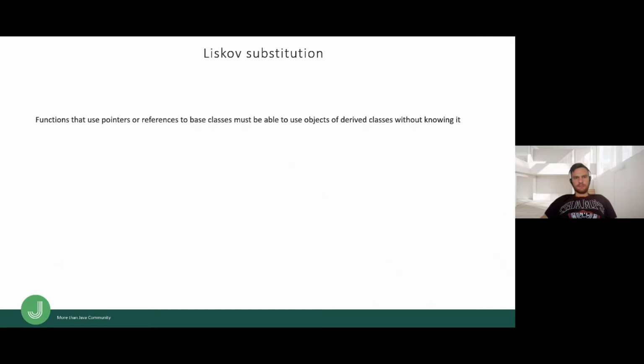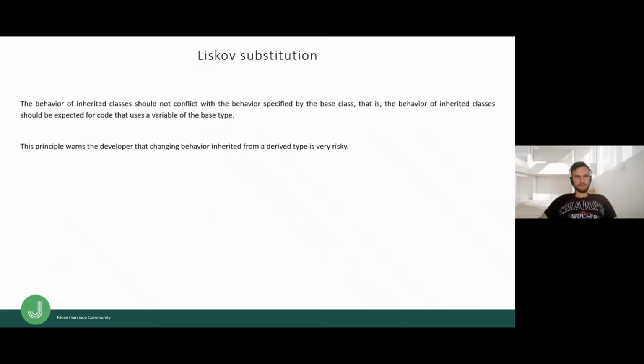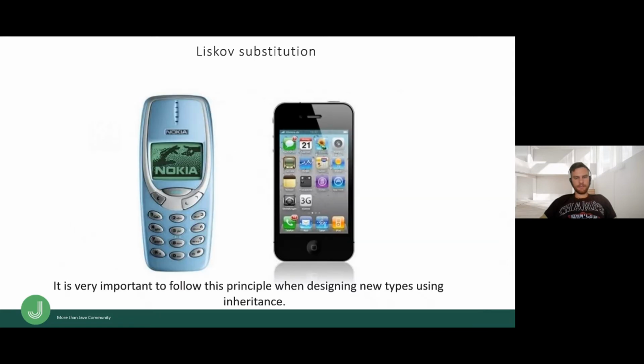And the other principle is called Liskov substitution. It means you should be able to easily replace a parent class with a subclass or vice versa. So the behavior of inherited classes should not conflict with the behavior of the base class. So behavior should remain as expected.